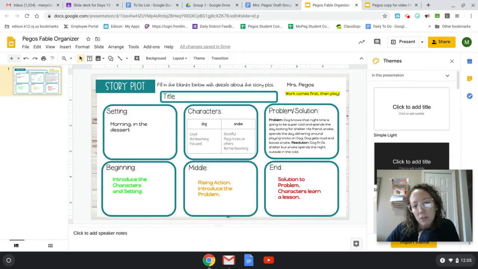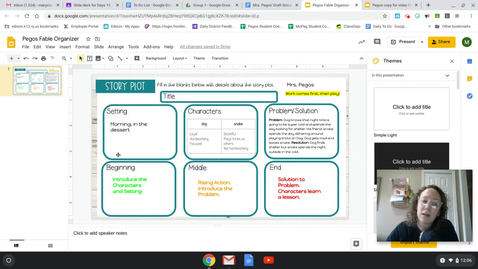My problem and solution. So the problem is that the dog knows that nighttime is going to be super cold and spends the day looking for shelter. His friend, Snake, spends the day slithering around, playing tricks on Dog. Dog gets mad and leaves Snake. The resolution. How is this problem solved? Dog finds shelter, but Snake spends the night outside in the cold. So that's all the information that you guys planned over the past few writing sessions.